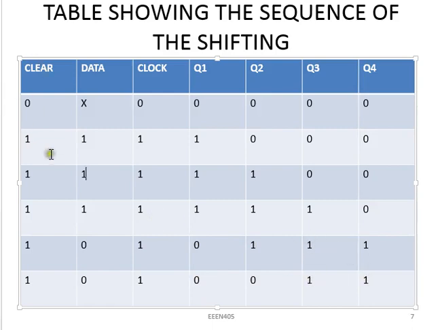So what we have seen here is that whenever our clear is 0, regardless of what your data is, all the Qs should be 0. But when the clear is 1 and the clock is 1, whatever your data is should take the place of Q1, and the previous Q1 should move to Q2, previous Q2 should move to Q3, previous Q3 should go to Q4, while the Q4 should go out.